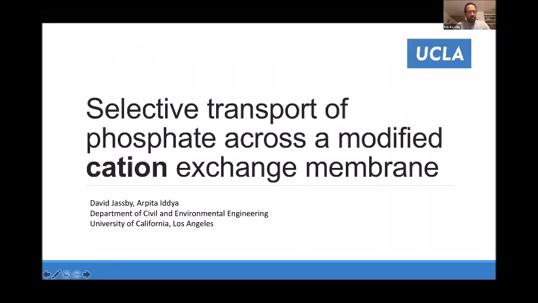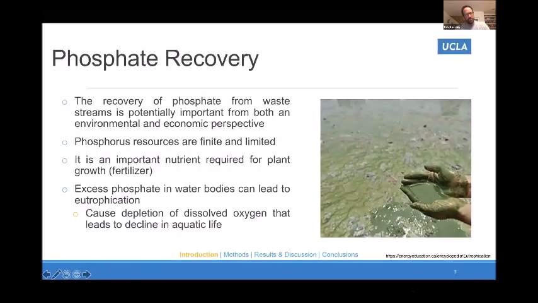So the topic of the presentation is selective transport of phosphate across a modified cation exchange membrane, not an anion exchange membrane as it says in the abstract. So just very briefly, the motivation for phosphorus and phosphate recovery.